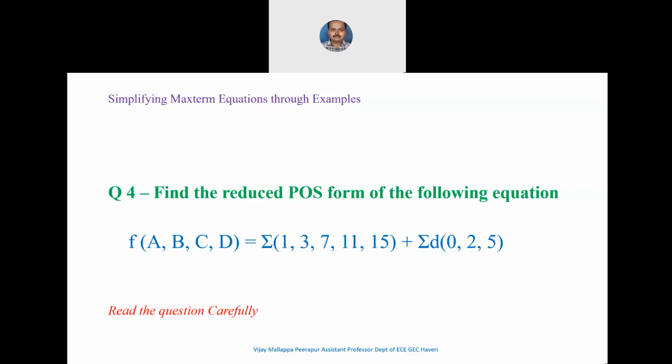Understood? Now since we need to come up with a reduced POS form, what do you do here? We know that for decimal values 1, 3, 7, 11 and 15, the function written here is equal to logic 1, right? And for these decimal values 0, 2 and 5, it is equal to don't care terms.